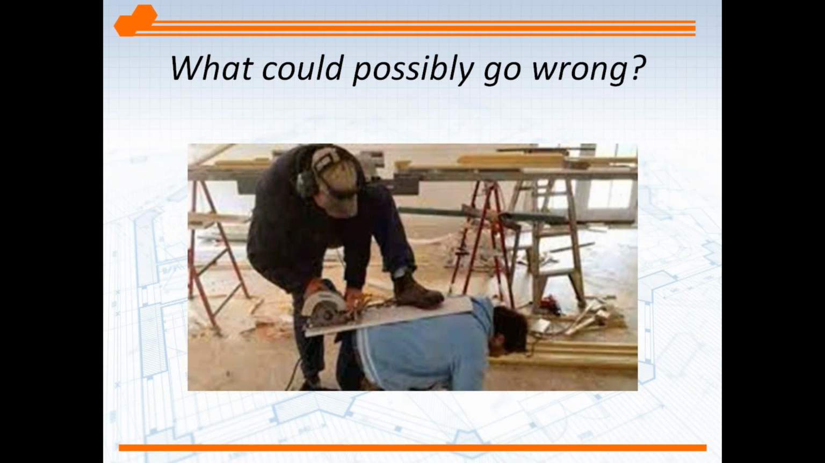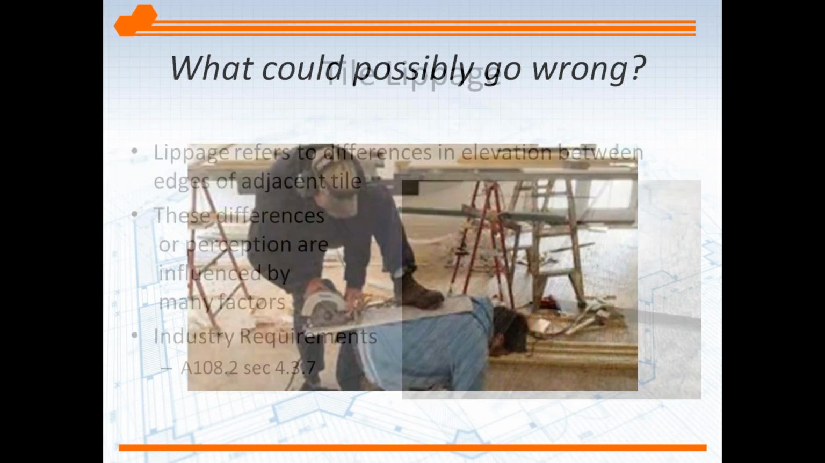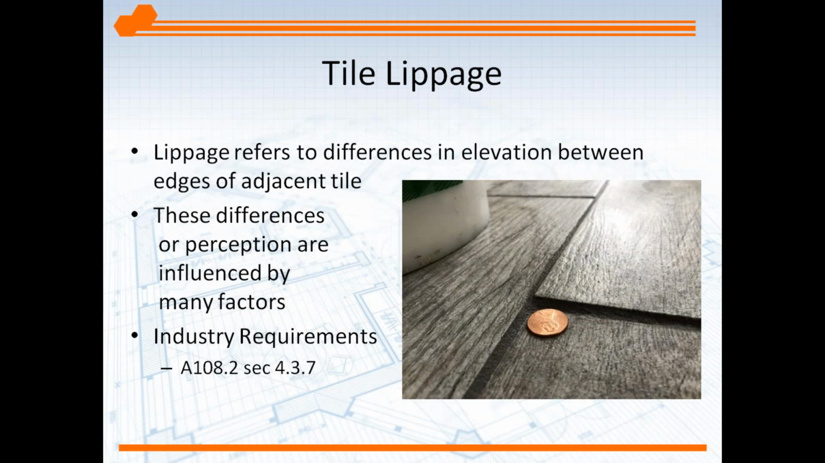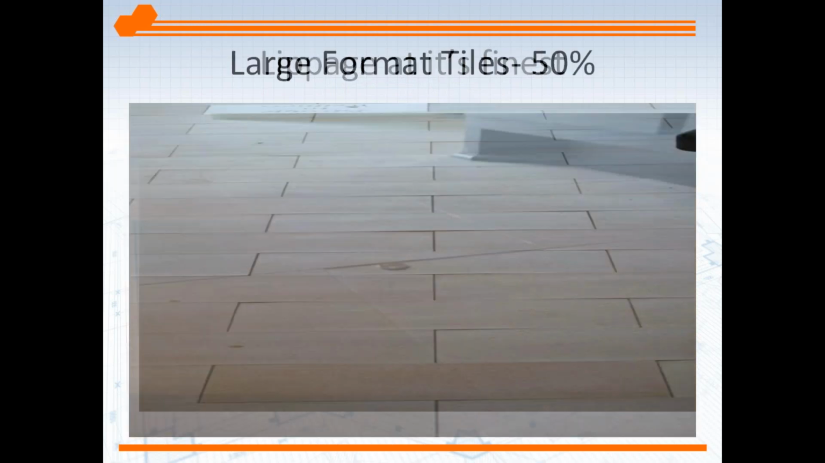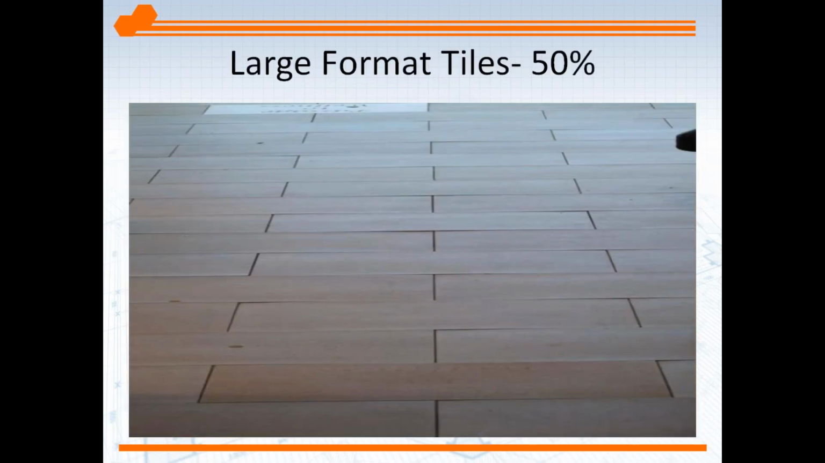Okay, what could possibly go wrong? Lippage, as I mentioned before, this is dangerous on a couple of levels. It's obviously a trip and fall, but it will also damage that tile, and the tile can continue to degrade after initial damage. So this is what lippage is. Unfortunately, we've probably all seen it out in the world. This is kind of critical lighting, but it still is lippage.